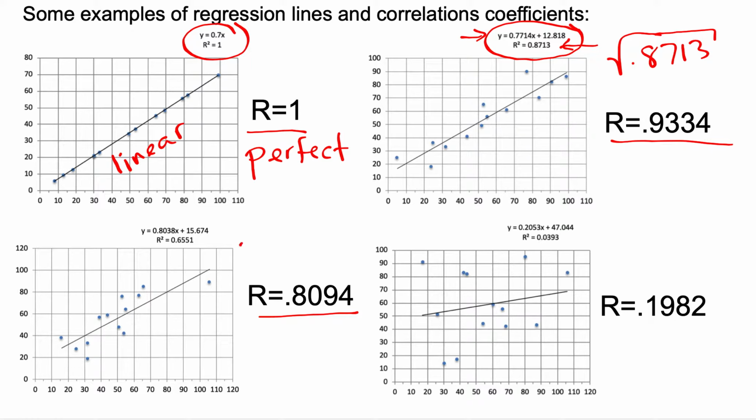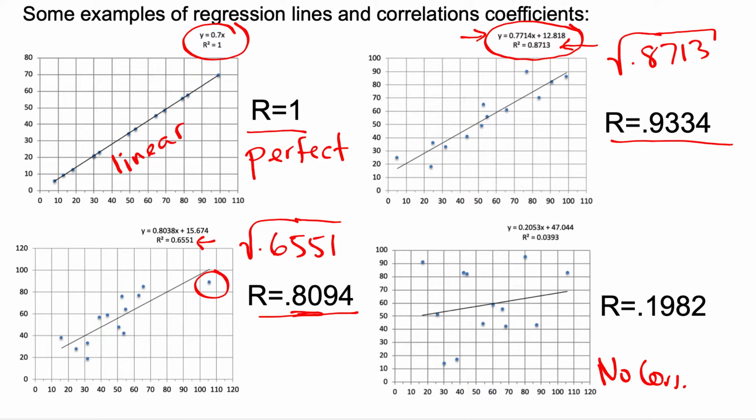By the way, to get that I had to square root 0.6551, which is the r squared they give us here. Notice that with a smaller correlation coefficient, the dots are more scattered than they were the first time. In fact, this one has a little bit of an outlier to it, but the correlation coefficient is still pretty good, 0.8.